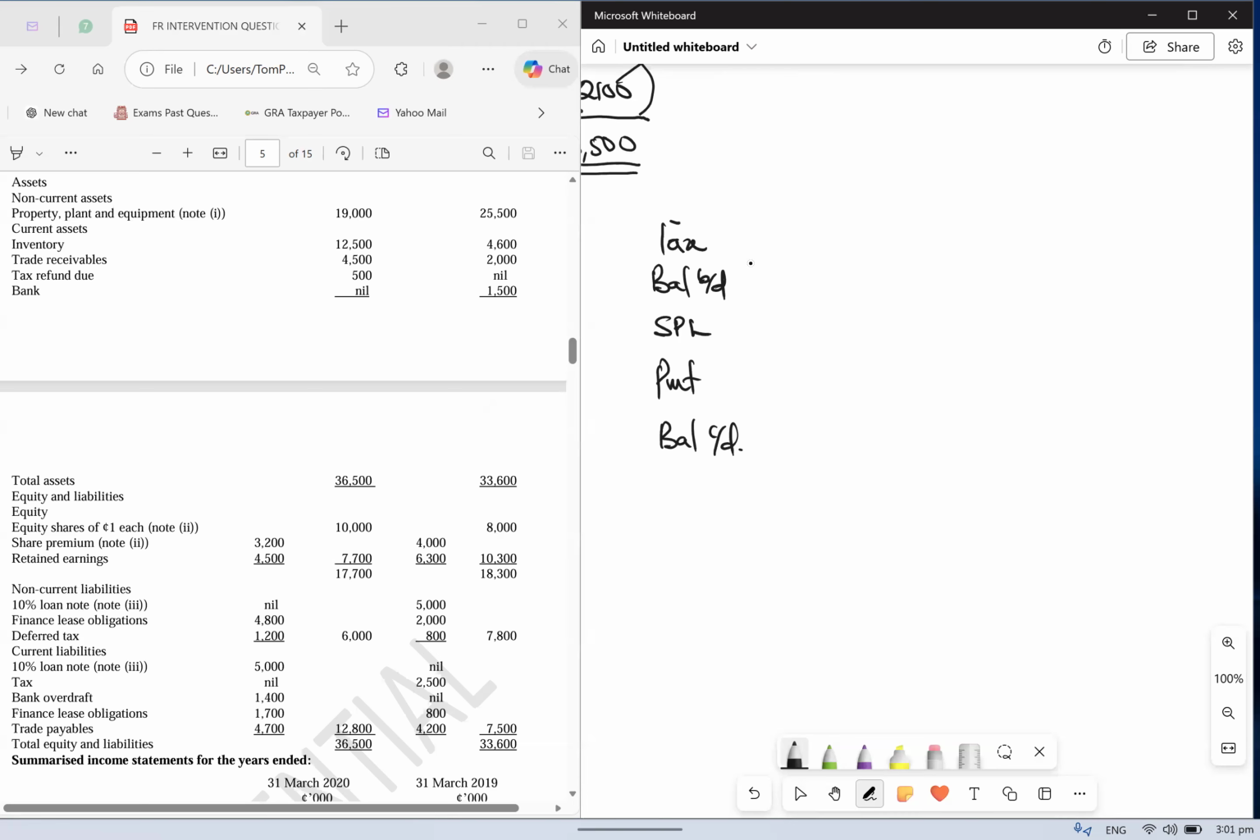So if you look at the tax, deferred taxes here, balance brought down is 800 as a liability. There's nothing on top here. And there's another 2,500 here, tax, right? So when you add up, what do you have?